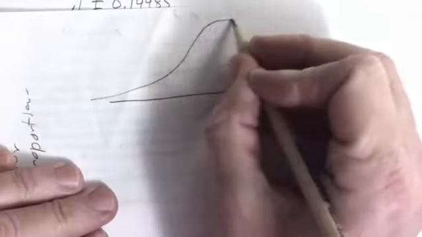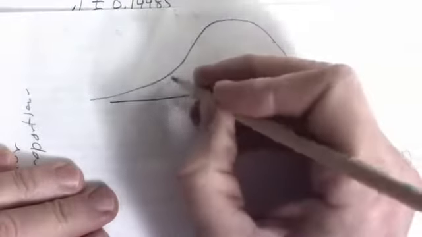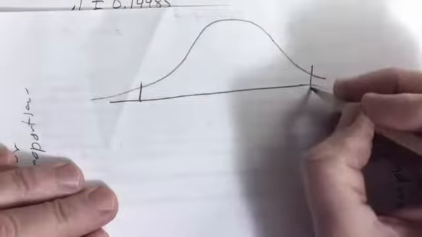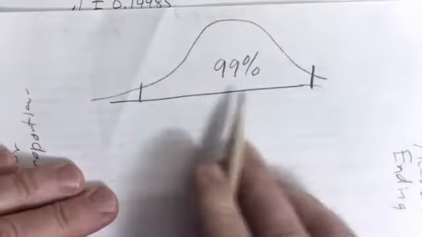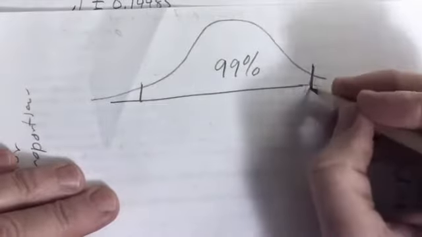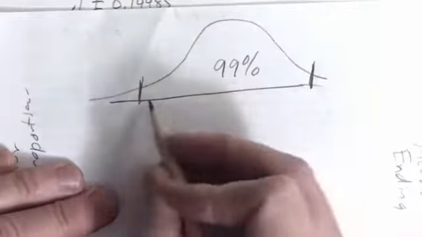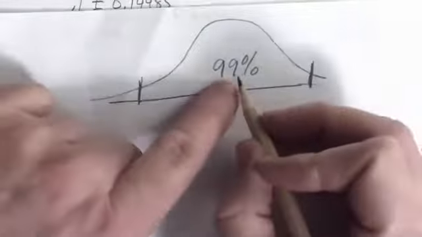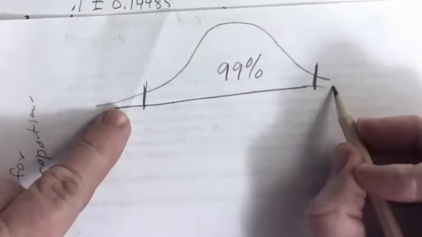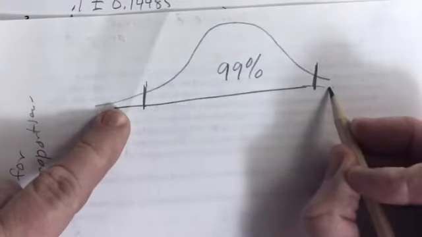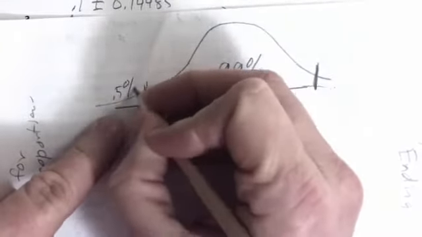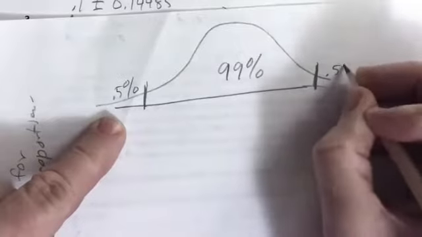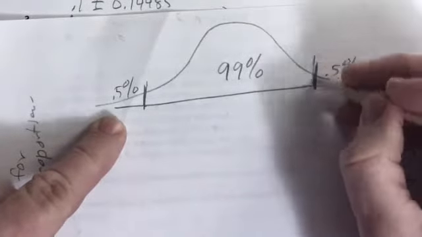But let's say for 99%, and I did 95% on the last video. So let's do, for a 99% confidence interval, it in essence means that 99% of your sampling distribution, in a way, is taken up by the interval. Well, if 99% is in the interval, that means 1% is on the outside. In other words, 0.5% on each side. This is 0.5%, and this is 0.5%. And the critical value is right there.